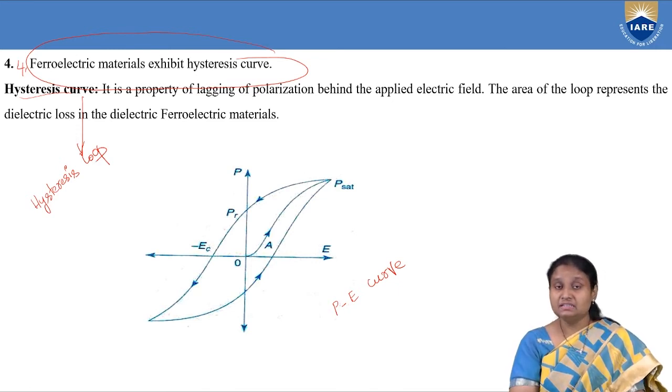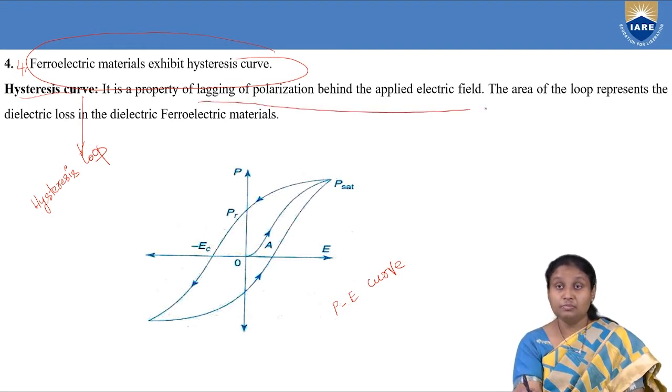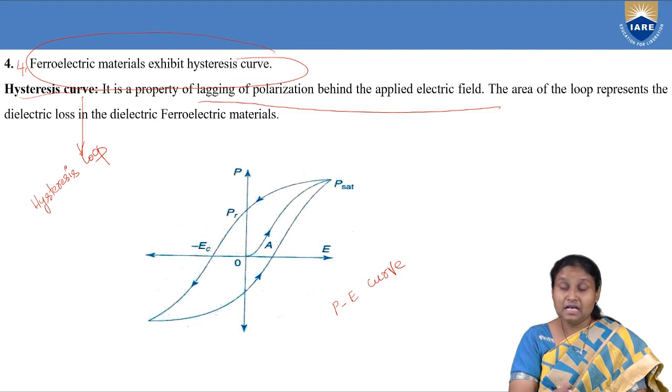And what exactly is this curve? It's the curve taken between electric field and polarization. So we are applying an electric field to the ferroelectric material, and with respect to this applied electric field, how the polarization associated with the ferroelectric material changes, that particular curve is called the hysteresis curve. And of course, here there is one point. Here we are talking about the hysteresis curve being a property of polarization lagging behind the applied electric field. That we'll come to know once I discuss this curve, so I'll come back to this point when we discuss the curve.